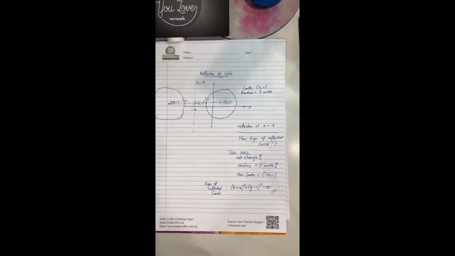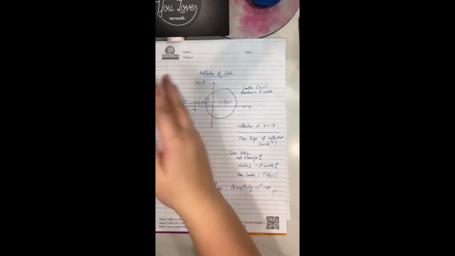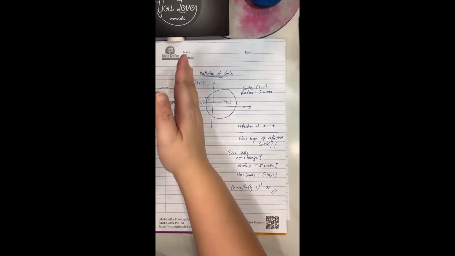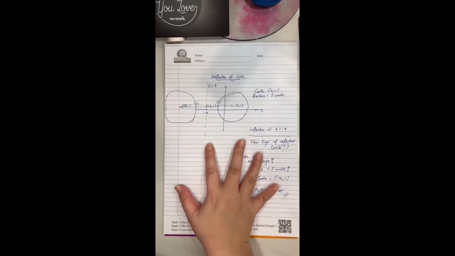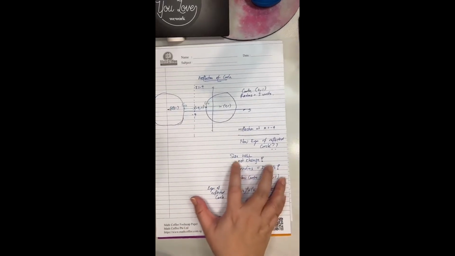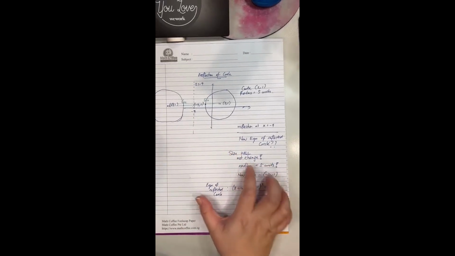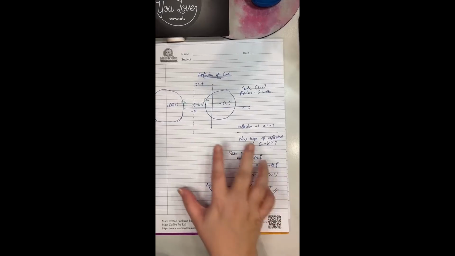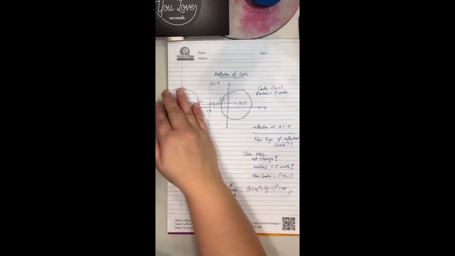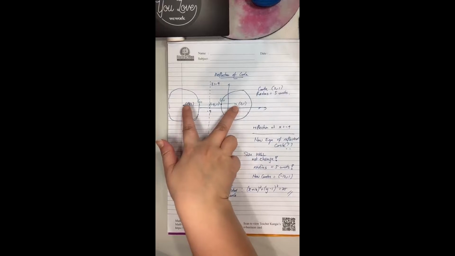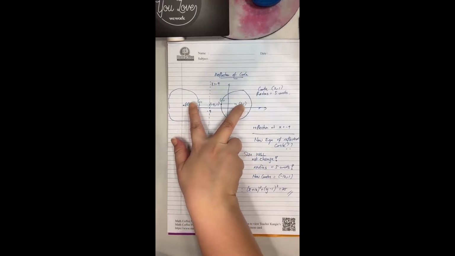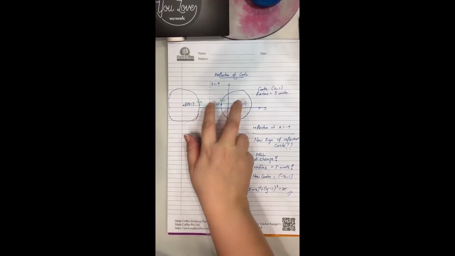Okay, so this is how I do reflection on the vertical line x equals to negative 4. So just remember that the size will not change. Size will not change means that the radius remains the same. You reflect on the vertical line, the y coordinate does not change, only the x coordinate changes. So all you need to do is the distance.